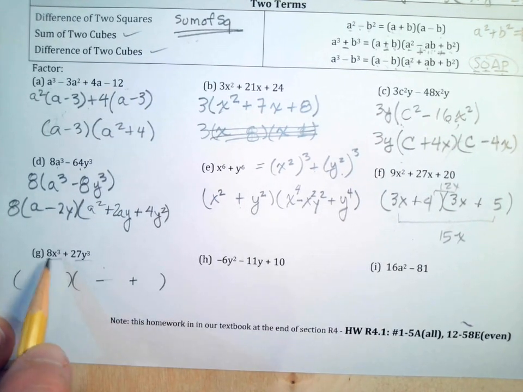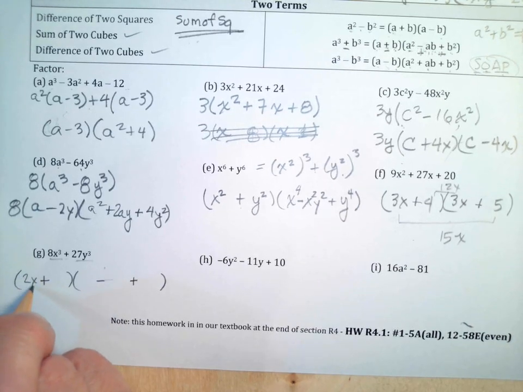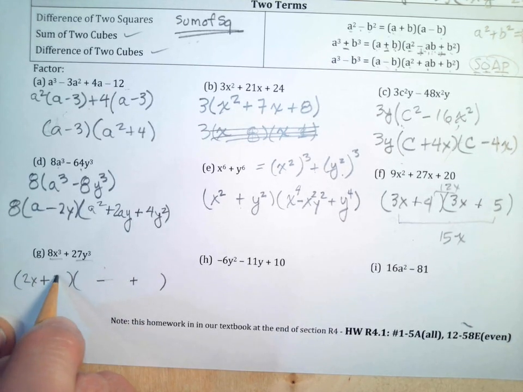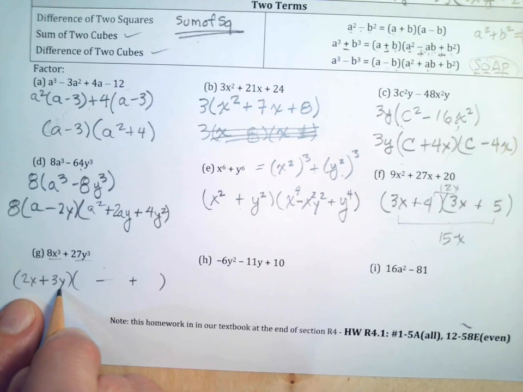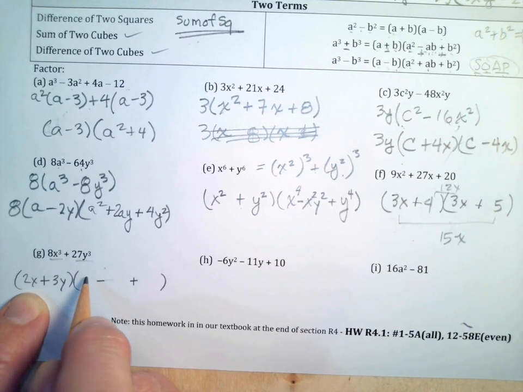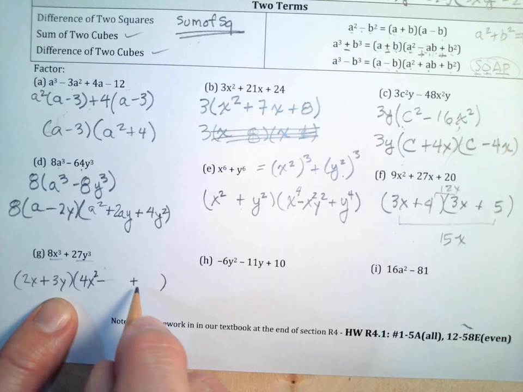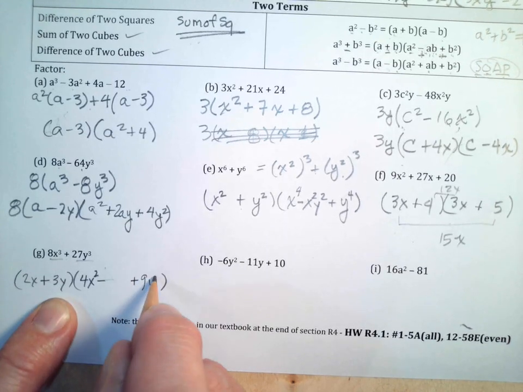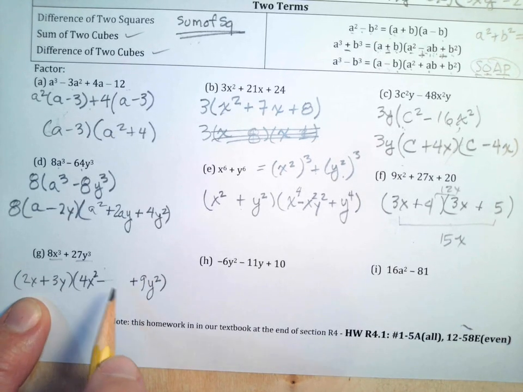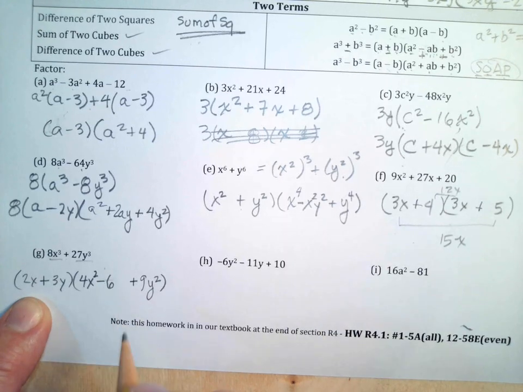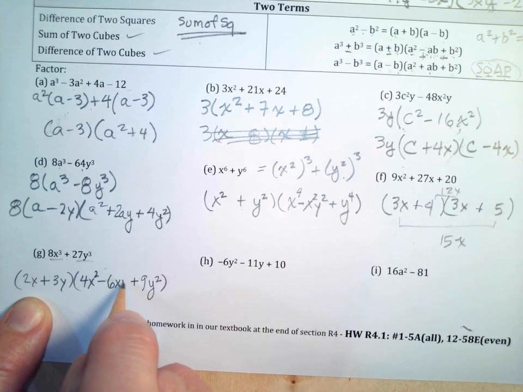So the cube root of the first is 2x. Cube root of the second, 3y. All right, now take this first term and square it. It goes here, 4x squared. The last term is this one squared, 9y squared, and the product of the two. Not twice the product, but the product. So 6xy.